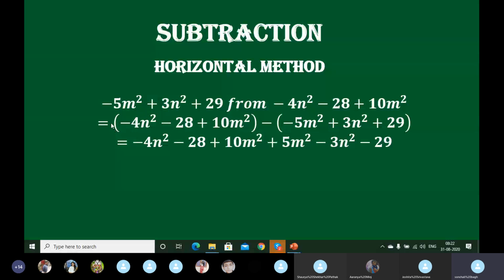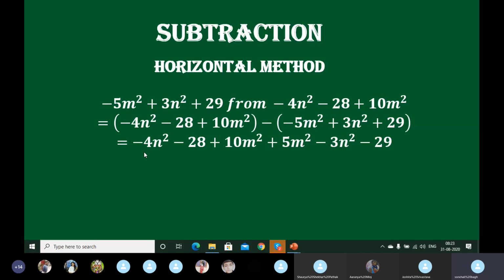So what we will do, we will first open all the brackets and change the signs. Since there was a plus sign, when there is no sign, that means there is a plus sign. So all the terms are written as it is, minus 4n square minus 28 plus 10m square. But there was a minus sign before the bracket. So when this plus 5m square opened, it became minus; when this plus sign opened, it became minus; and when this plus sign opened, it became minus. Understood? Clear? Should I move ahead?